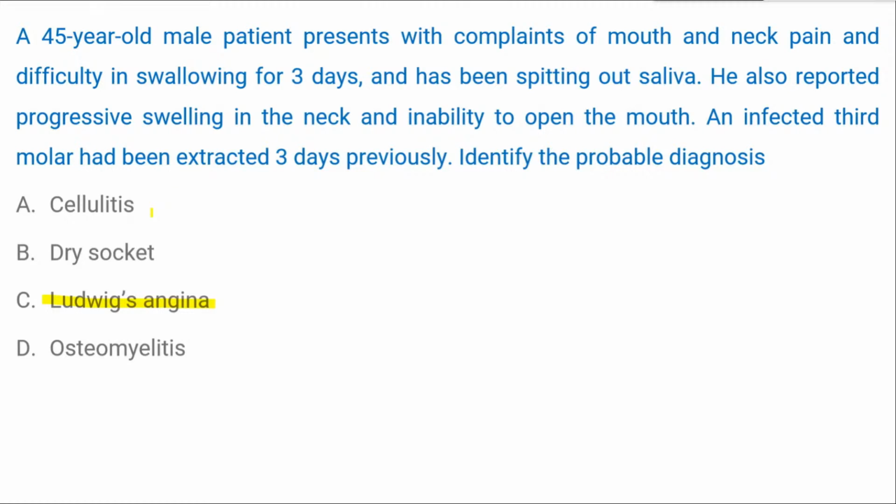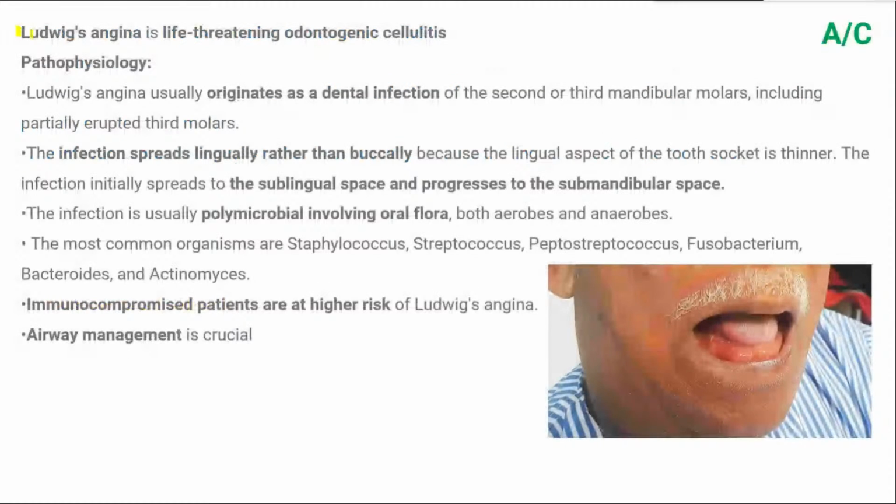Ludwig's angina is also considered to be a subset of cellulitis because it's a spreading infection in the face, in the head and neck region. So that comes under the bracket of cellulitis. So it could be A or C, but the definitive diagnosis for this patient is Ludwig's angina. As we all know, it originates as a sequel to any kind of extraction or dental infection. Dental infection can spread to the spaces and cause involvement of 3 spaces, as we all know, for Ludwig's angina, that is sublingual, submandibular, and submental space.